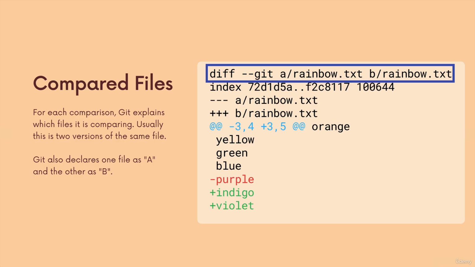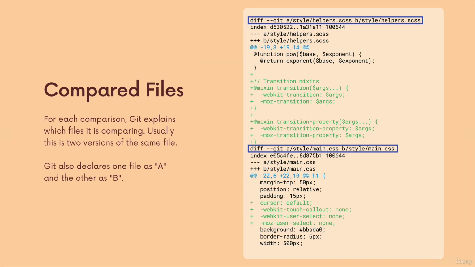So Git is going to call one A and the other one B. You can see rainbow.txt, the first one here, is going to be A. Rainbow.txt, the second one, will be B. So we may get an output that's a lot more complicated, but there's always going to be the first line, the files that are being compared, two files. So helpers.scss compared to helpers.scss, and here's what changed in that file. And here's another file, main.css, main.css.